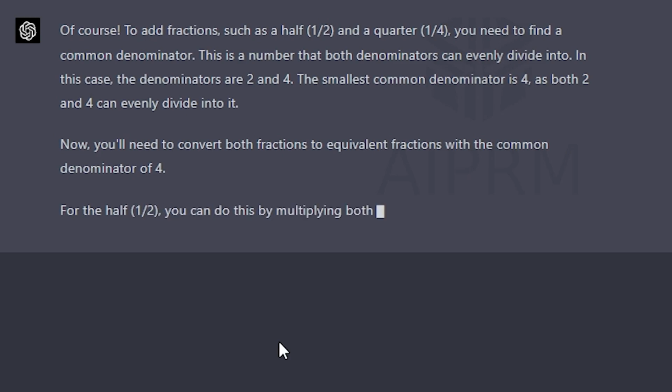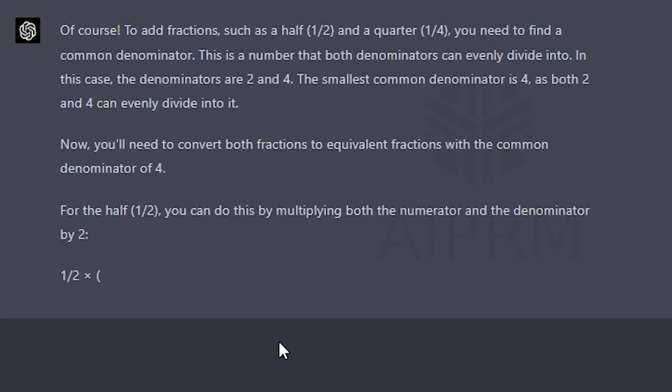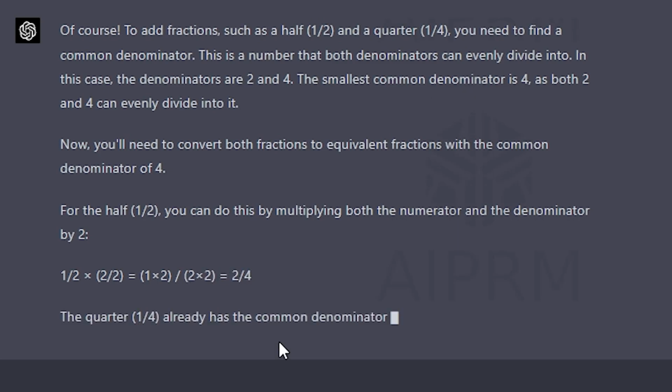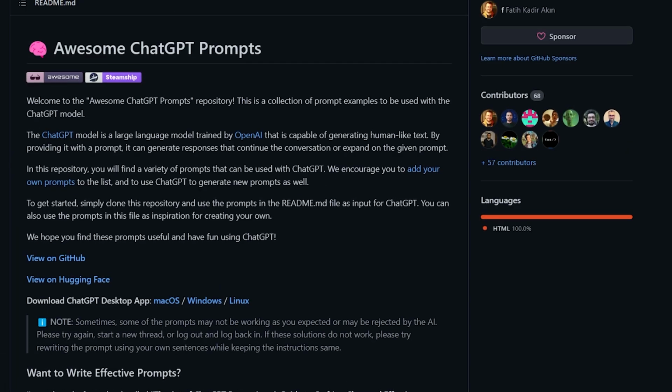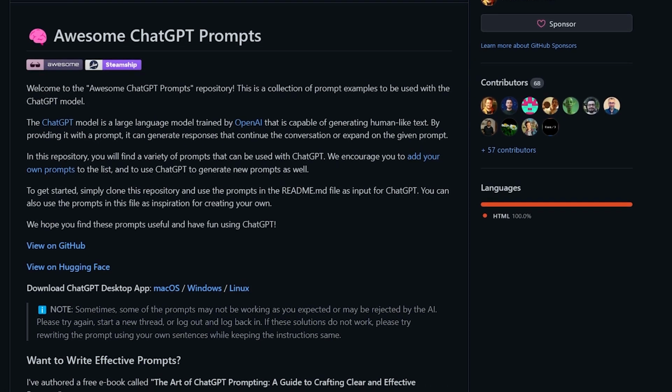I did find this awesome ChatGPT prompt GitHub repository, and that is literally its name, Awesome ChatGPT Prompts, that I'll link down in the description below. It is filled with so many role-based prompts that have already been crafted by people and shared with the community.